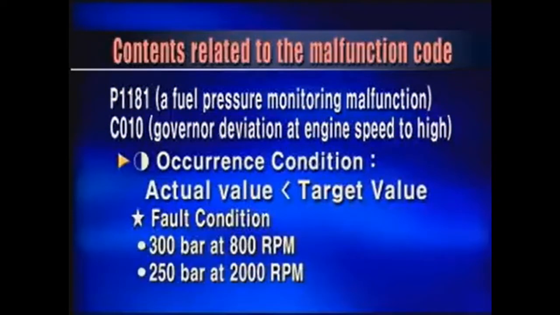In order for this condition to occur, as shown in the previous caption, the 300 bar at 800 RPM refers to the detail fault code that will be shown when the fuel pressure actual value has a difference of 300 bar or more from the target value. Additionally, in the condition of 250 bar at 2000 RPM, when the actual value of fuel pressure has more than 250 bar difference from the target value, the detail fault code will be output.